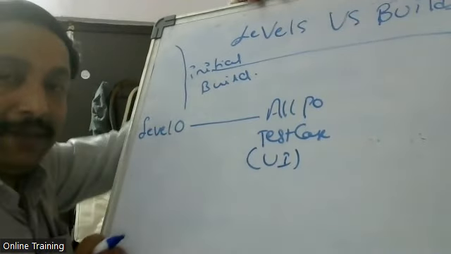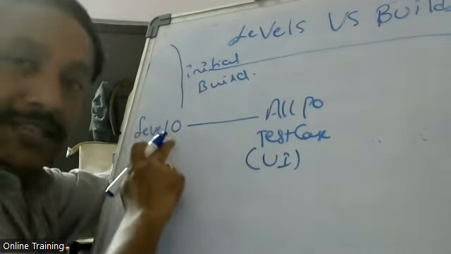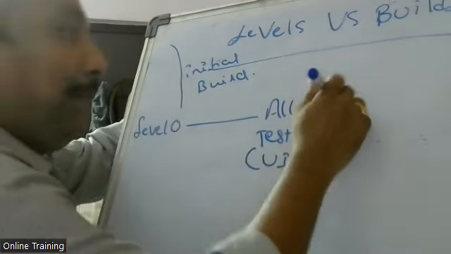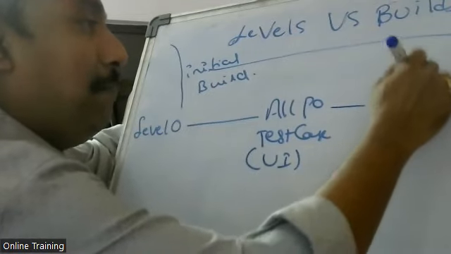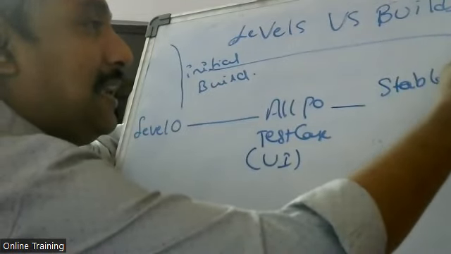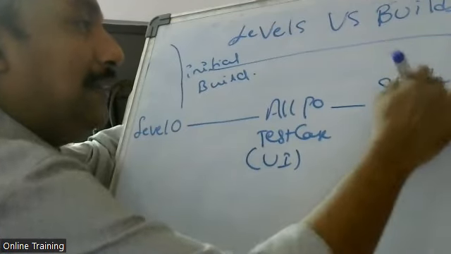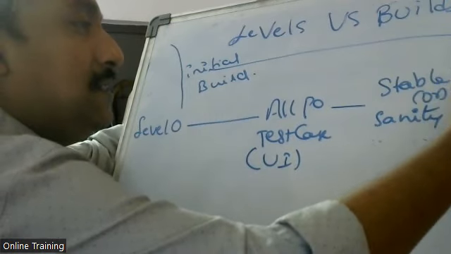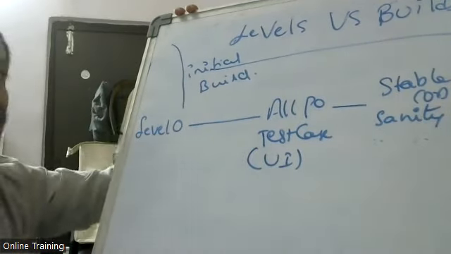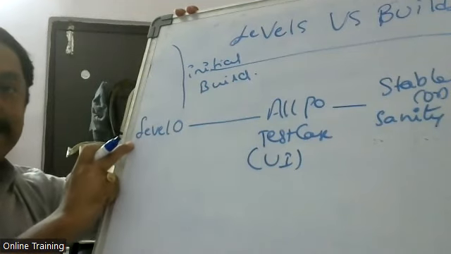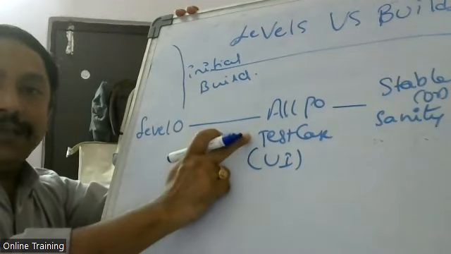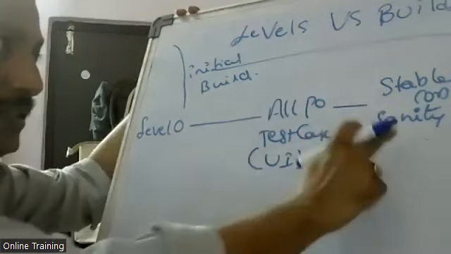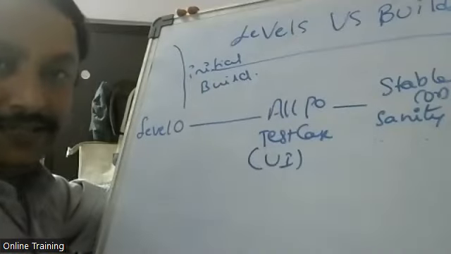If you check all the basic functionalities on the initial build, that becomes a stable build, or we can also call it sanity testing. Stable build or sanity testing. So on the initial build, the testers check all basic functionalities, which are nothing but UI test cases. That becomes a stable build or sanity testing.